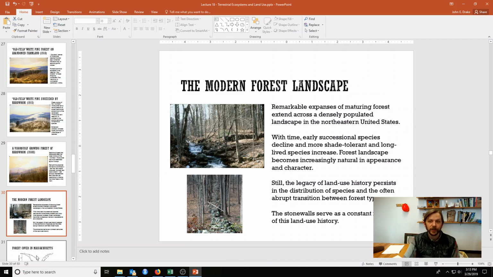There has been remarkable expansion of maturing forests, particularly in the Northeast, and a change in that species composition over time. And next time you're walking through the woods and you see those rock walls, I would encourage you to remember this legacy of land use that has influenced the ecosystems that you find yourself surrounded in.